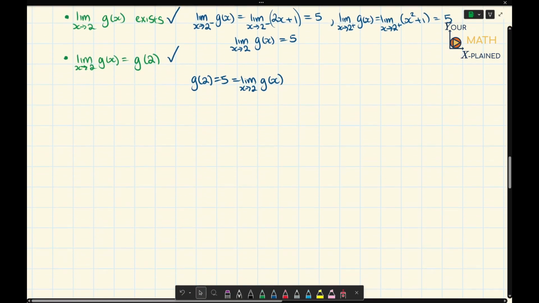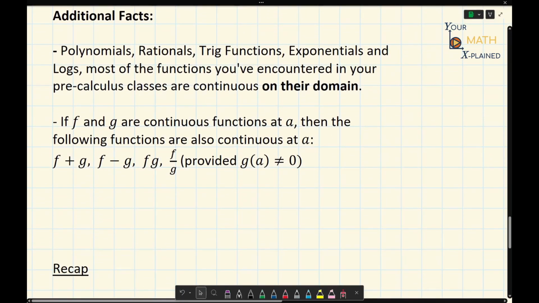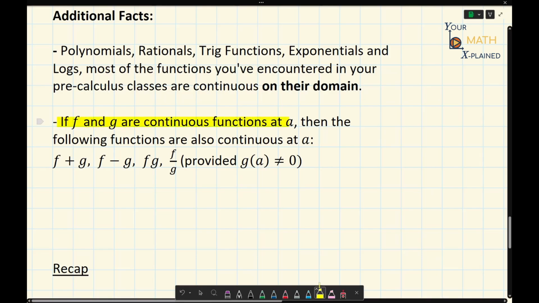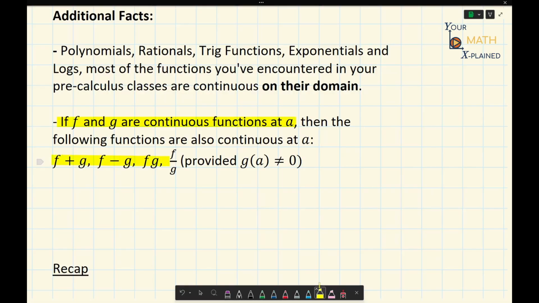Now, lastly, the functions that you've seen in pre-calculus, so functions such as polynomials, rationals, trig, exponentials, and logs, are all continuous on their domain. So given this information, and the fact that f and g are continuous functions at x is equal to a, then the arithmetic combinations of these functions are also going to be continuous at x is equal to a. The only disclaimer here is that for division, our denominator g cannot be equal to 0 at x is equal to a.